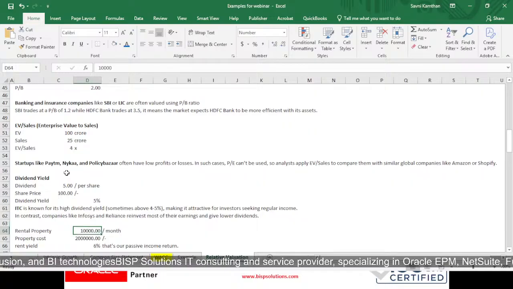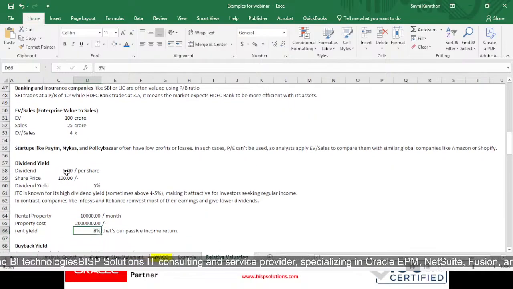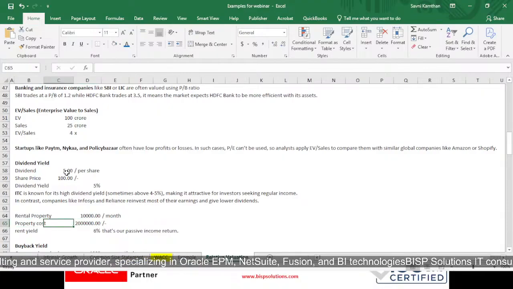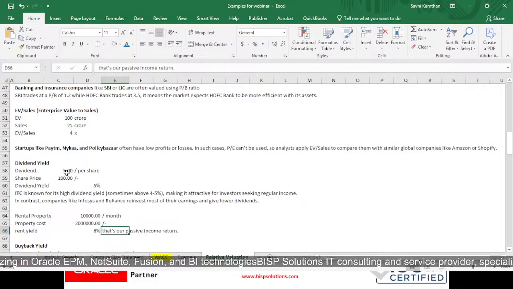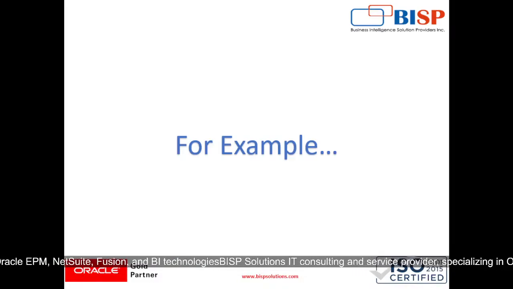Again, as an example, if we are buying a rental property that gives 10,000 rupees per month rent, and the property costs 20 lakh rupees, the rent yield is 6%, which is the passive income interest we are getting in return, right?